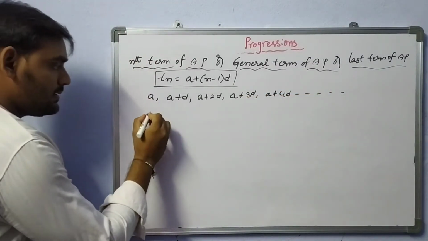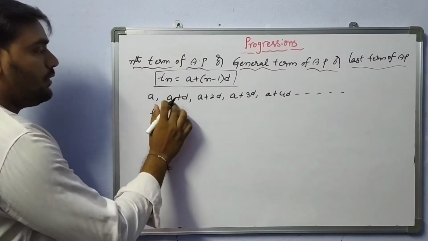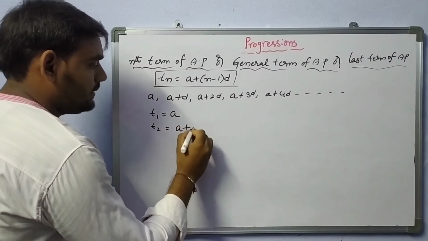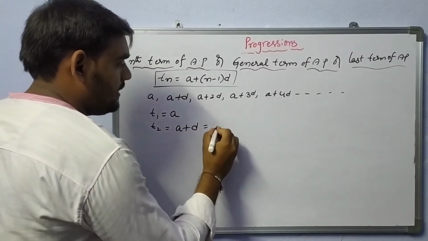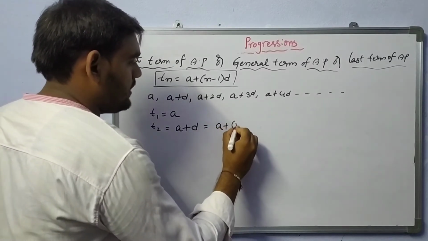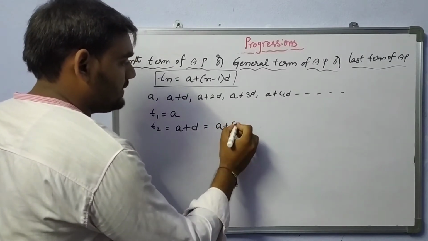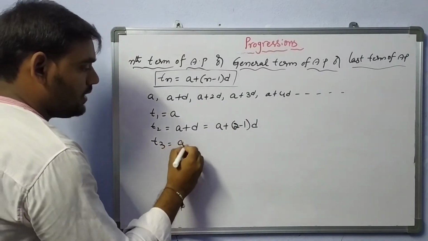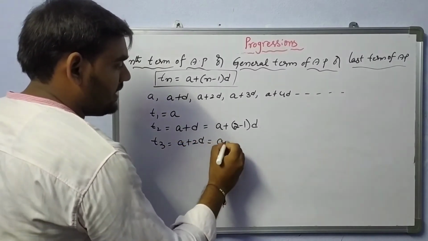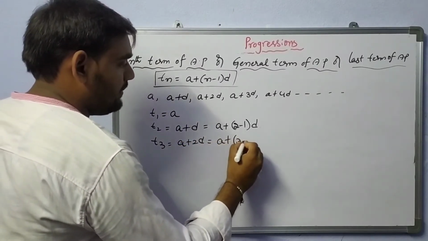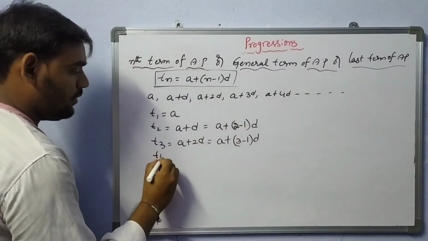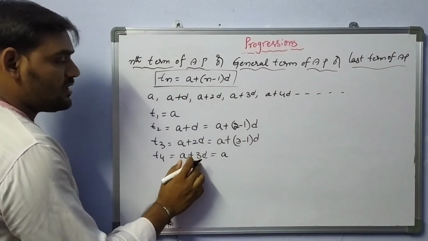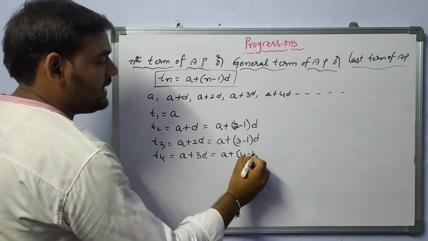So this can be written as T1. T1 is equal to A. Now T2 is equal to A plus D, and it can also be written as A plus 2 minus 1 into D. Next T3 is equal to A plus 2D. So it can be written as A plus 3 minus 1 into D. Next T4 is equal to A plus 3D. This can also be written as A plus 4 minus 1 into D.